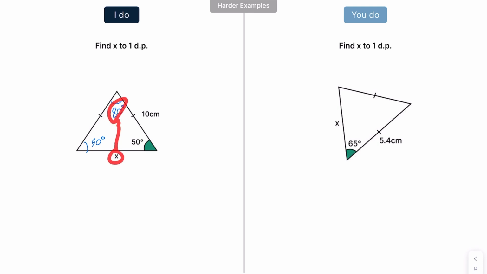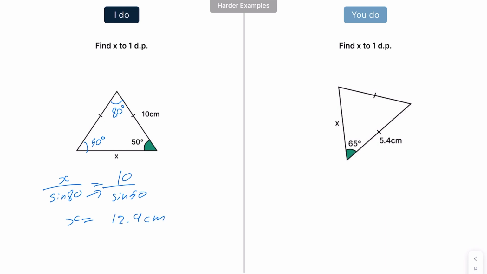We're looking for x. Is there an angle opposite x? Yes, there is. And is there another side and an angle? Yes, there is. And x, again, you're going to rearrange that, move the sine 80 to that side, multiply that out, and that gives you 12.9 centimeters.